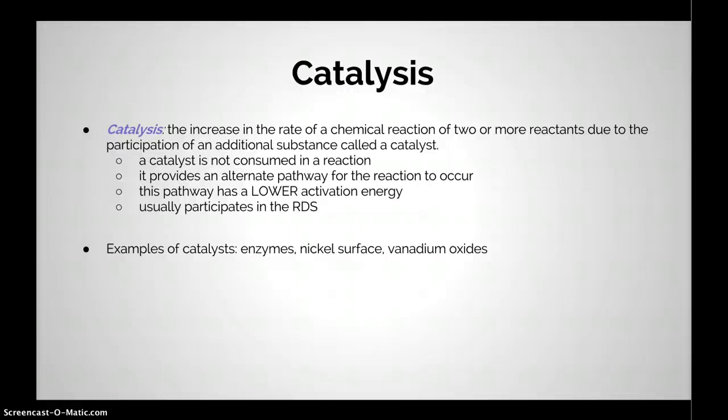This basically means that the molecules can collide with less energy in order to form products. Since there is a higher frequency of effective collisions, the rate of reaction increases. A catalyst is usually in the rate determining step because it is the slowest step. Some examples of catalysts are enzymes, which are in your body, a nickel surface, and vanadium oxides.